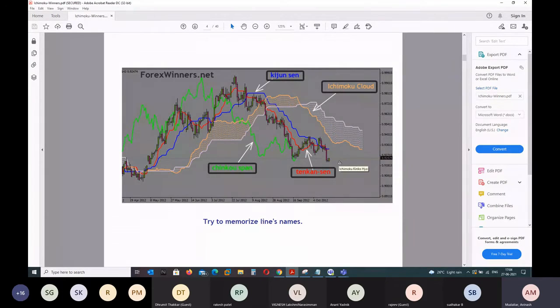You take the last 9 candles and add the highest high and the lowest low of the last 9 candles. Whatever is there, you add both of them and then divide by 2. Whatever value comes, that's the value of Tenkan Sen for that particular candle.